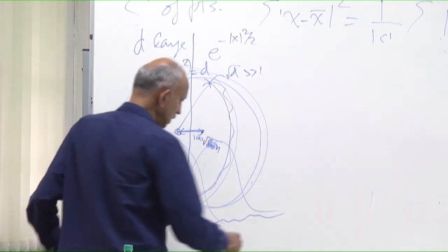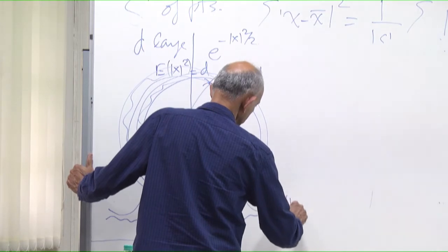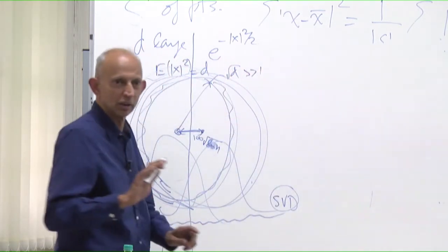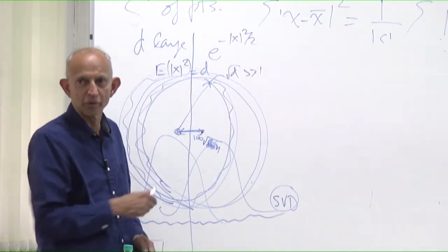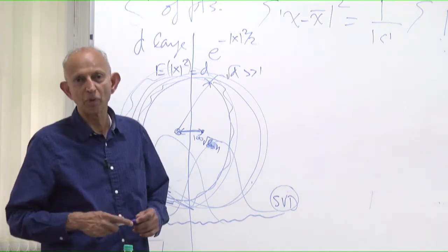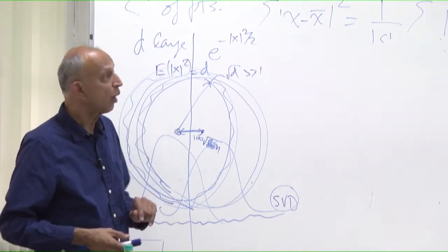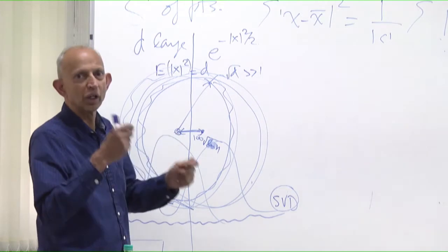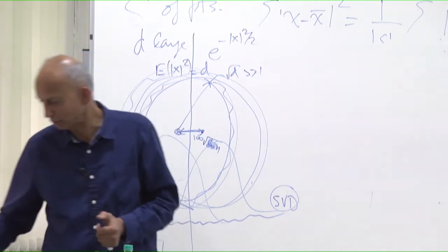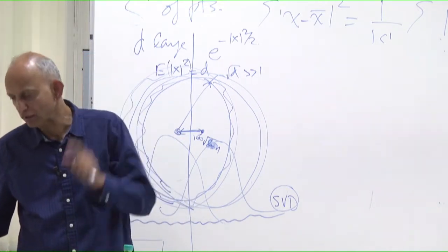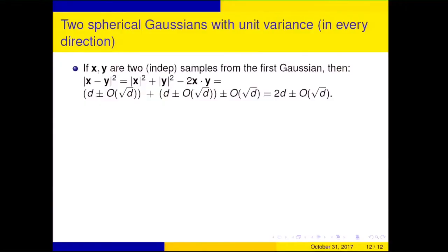It turns out SVD does that. This is an SVD subspace. This is a preview. We won't see that till a few lectures; we will see a proof of that when we do SVD. Right now, we are focusing on figuring out if, based just on distances, I can do something. And the answer is no in this case. I cannot do it. So, two spherical Gaussians with unit variance in every direction.